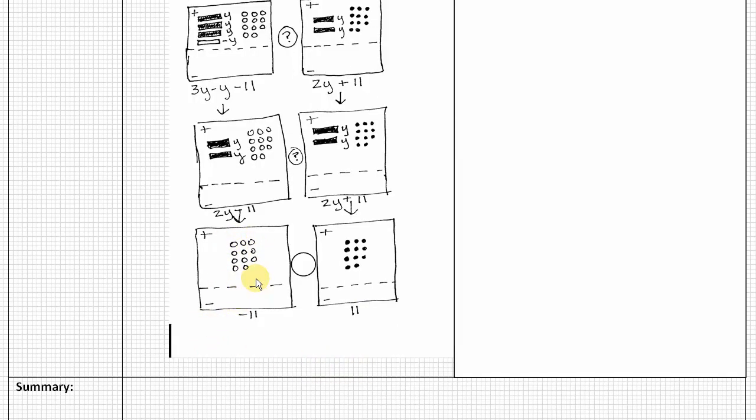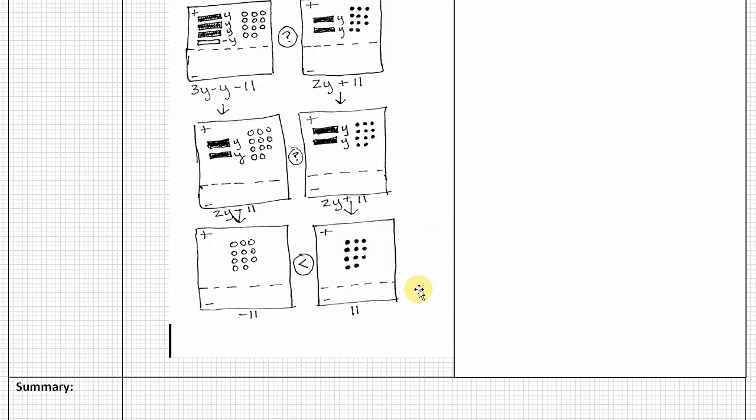So on the left, we have negative 11, and on the right, we have positive 11. So now we're ready to compare the left expression to the right expression. And since negative 11 is less than 11, we'd fill that in here. And so we would say that negative 11, the expression on the left, is less than positive 11, the expression on the right. So the expression on the right is greater.